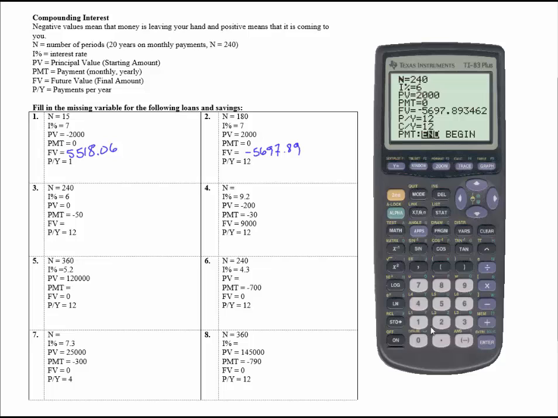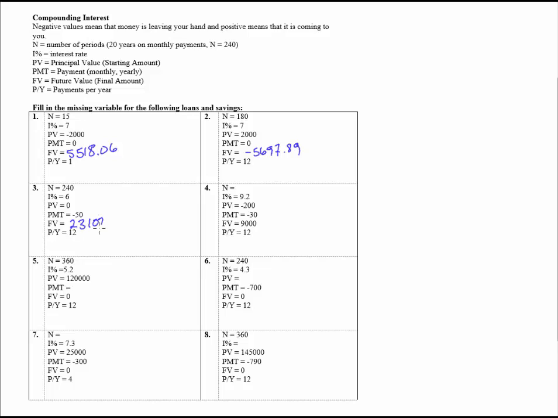The principal value is at 0, which means we're not starting with any amount of money, but we are giving away or investing $50 a month and 12 times a year. We already got that. Future value, alpha, solve. You will save over the course of that 20 years $23,102. So 23,102 and 04. That's pretty cool.